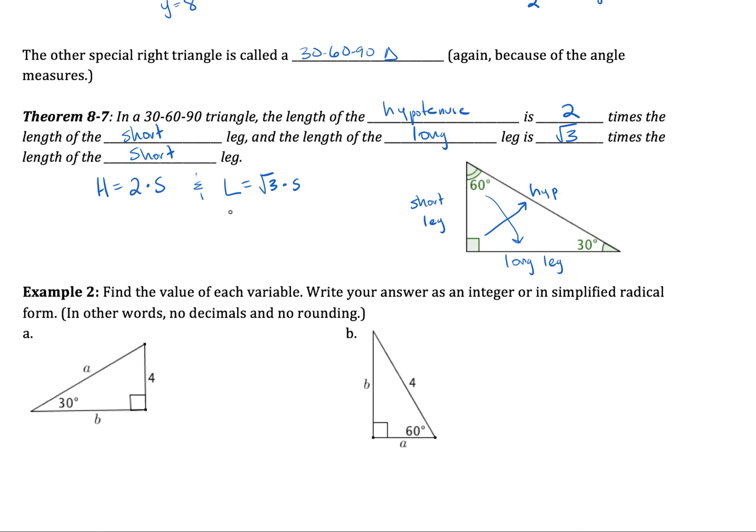Or sometimes you'll see that written, since we usually like to have variables in front of square roots, that L equals s times the square root of 3, where s is the short leg and L is the long leg. So these two formulas, h equals 2 times s and L equals s times the square root of 3, are what is going to allow us to do problems like we see down here in example 2.